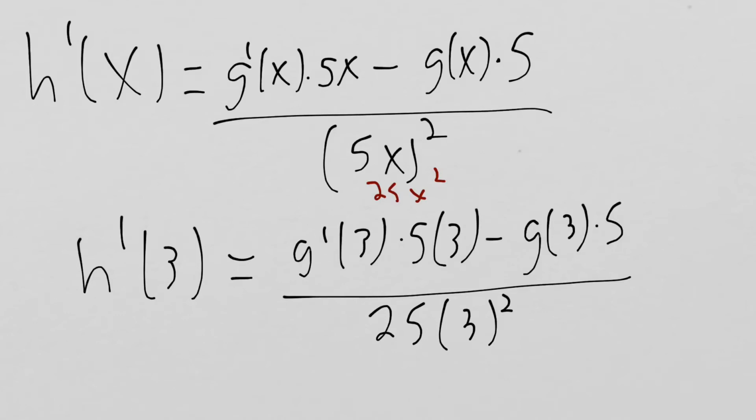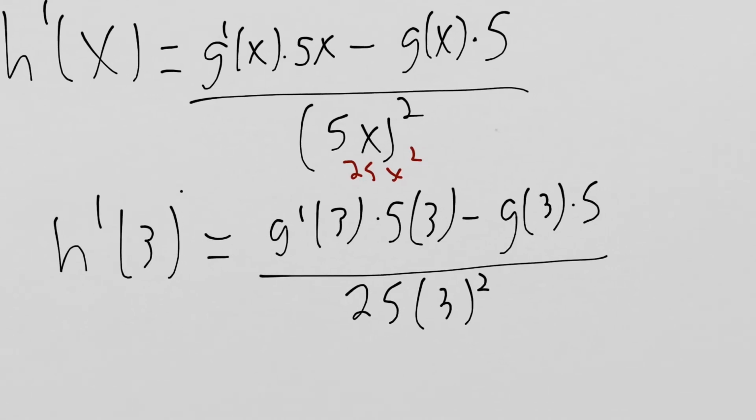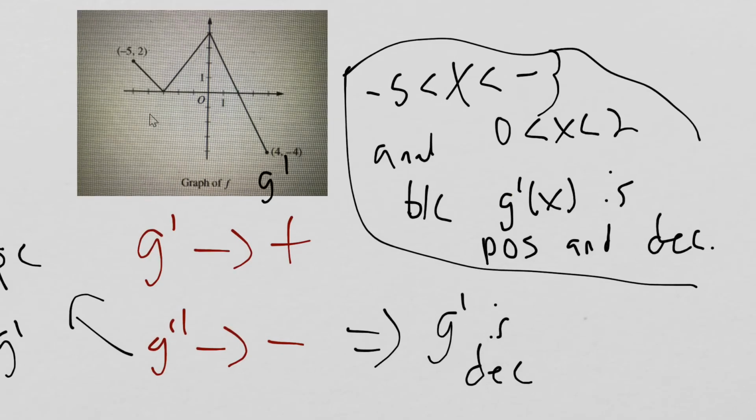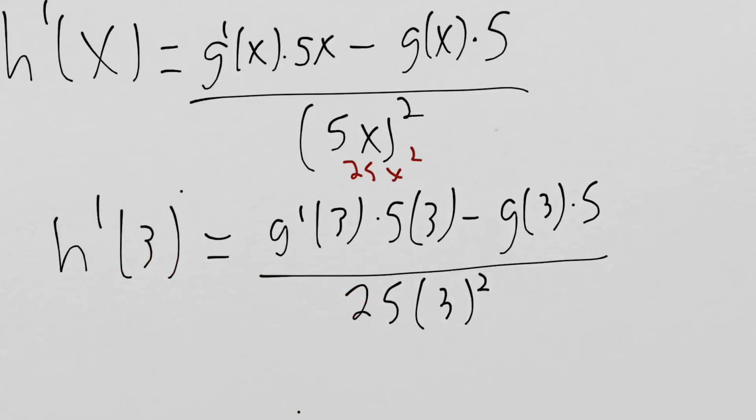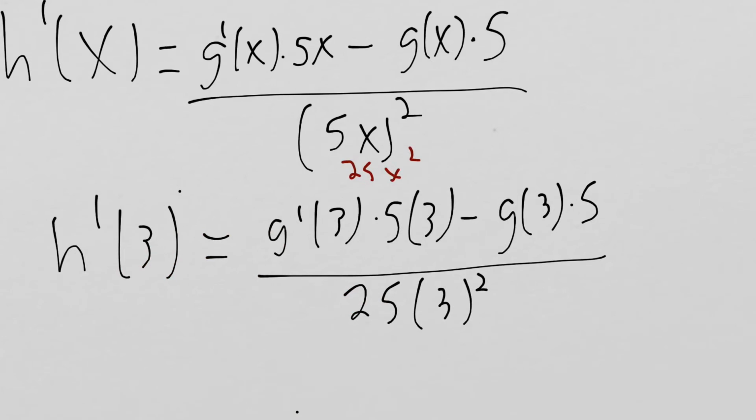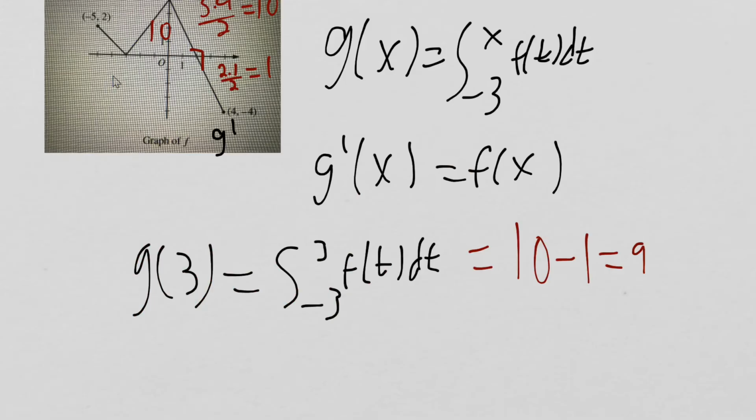So let's take care of g prime 3 first. g prime 3 is on our graph, right? At x equals 1, x equals 2, x equals 3, it is equal to negative 2. So g prime 3 is equal to negative 2, and then obviously 5 times 3 is 15, minus g of 3 we did in part A. It asked us to find g of 3, and we said it was equal to 9.